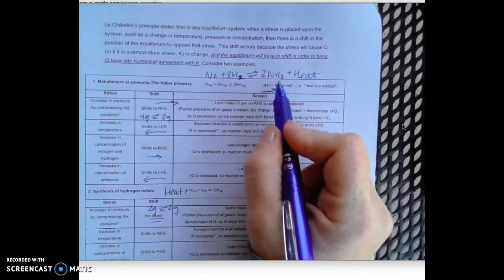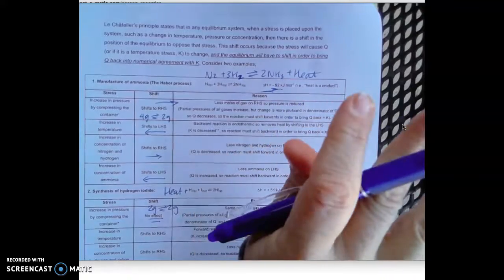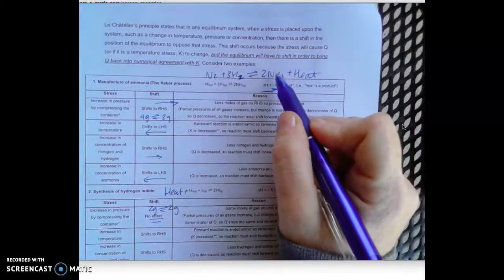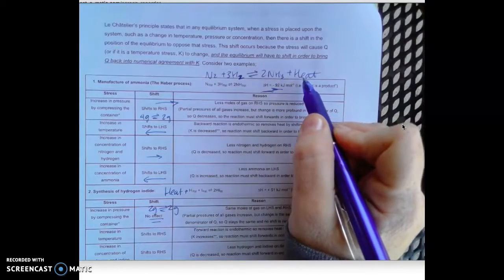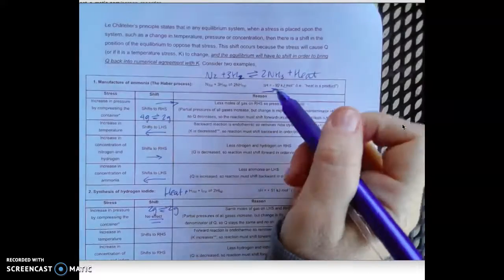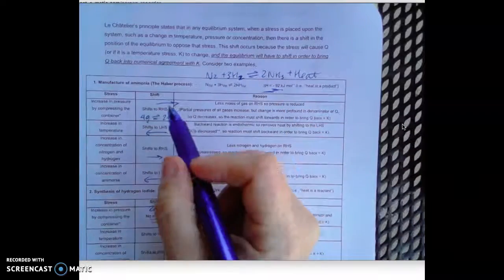Remember, for exothermic, heat is given off to the surroundings from the system, and so heat moves out of that reaction and into the surroundings. And so we treat it like a product, and that's going to help us figure out which way the reaction shifts when we change the temperature. So let's walk through these shifts and talk about them.